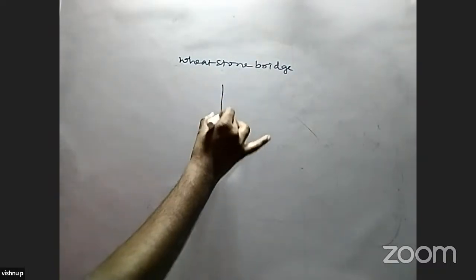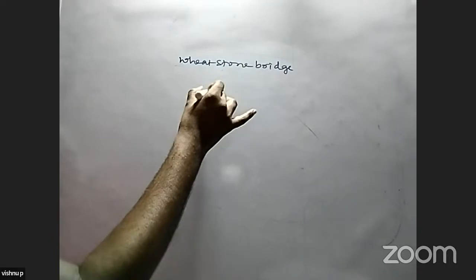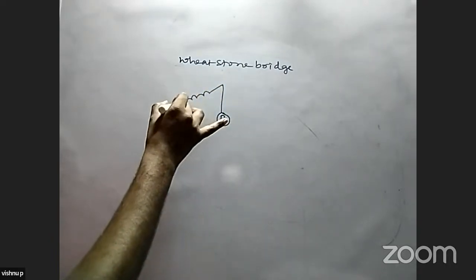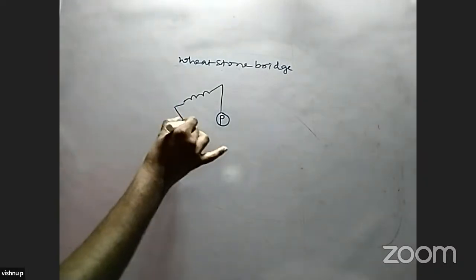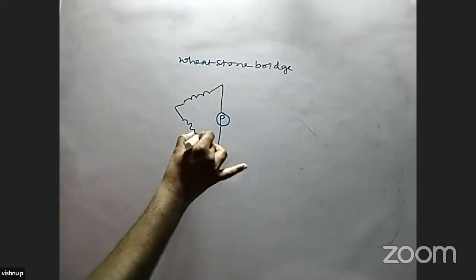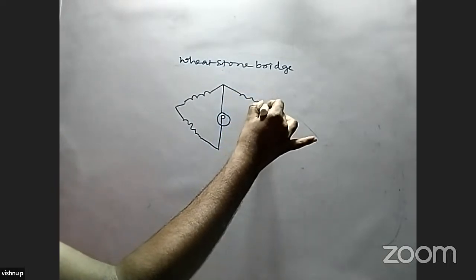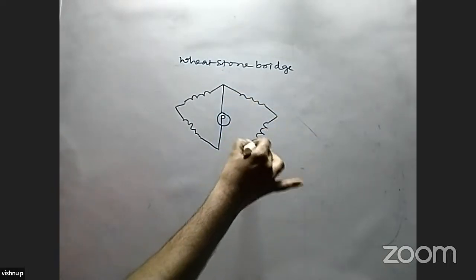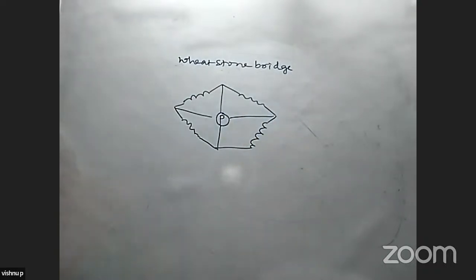So what is this Wheatstone bridge? It contains a potentiometer here. This is the resistance. Again, here also resistance is present. And again, here also resistance. Here also resistance. And what is this? It is a Wheatstone bridge.